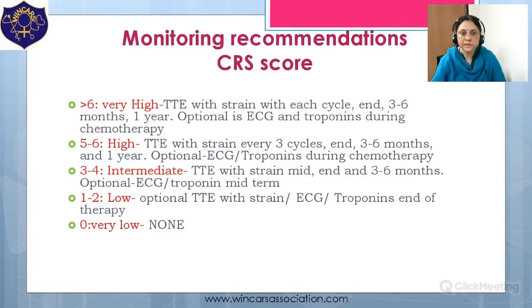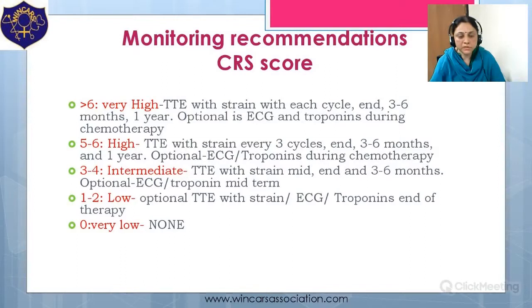Hence, the monitoring recommendations based on the CRS score indicate that in patients with a score of more than 6, it is advisable to undergo a transthoracic echo with strain with each cycle, at the end of therapy, 3 to 6 months later, and at 1 year. The use of ECG and troponins during the therapy is optional. In a CRS score of 5 to 6, that is high risk, transthoracic echo with strain is advised every 3 cycles, at the end of therapy, 3 to 6 months, and at 1 year. Use of ECG and troponins is again optional during chemotherapy.